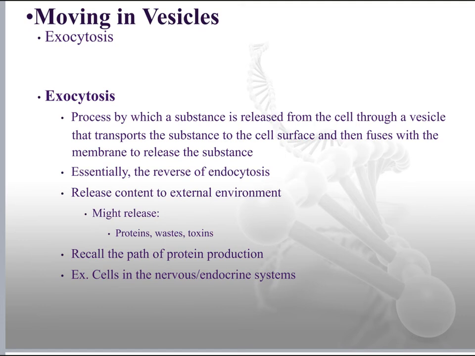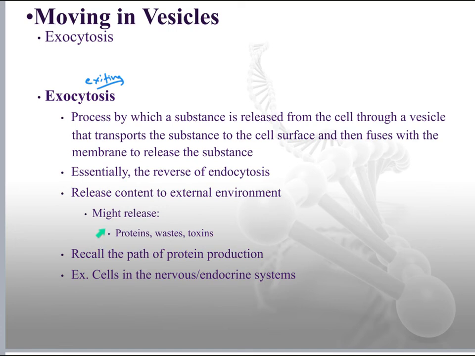Okay, so the opposite process would be exocytosis. All right, this is going to be exiting the cell. Right, exocytosis is exiting the cell. It's the process by which a substance is released from the cell through a vesicle that transports the substance to the cell surface and then fuses with the membrane to release the substance. Essentially, it's the reverse process of endocytosis. You have some kind of a vesicle within the cell that moves outward towards the cell membrane, fuses with the membrane, and expels the content out into the environment. Right, it releases the content to the external environment.